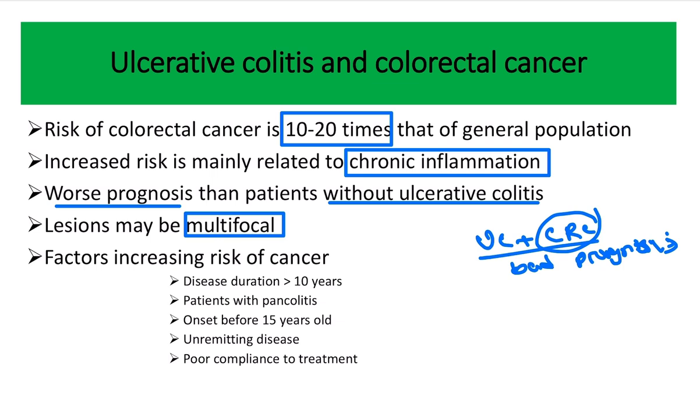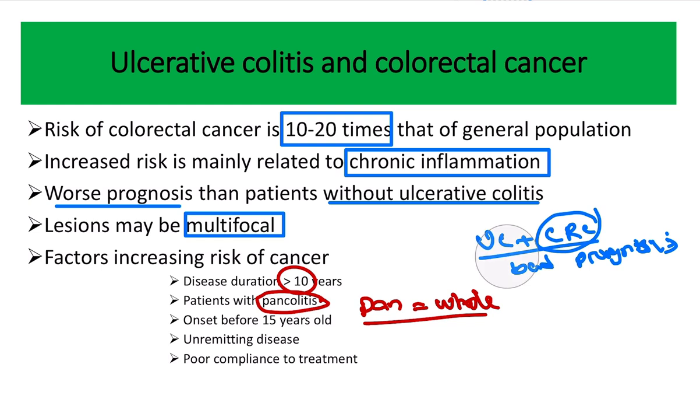Here we can see the risk factors. First of all, disease duration more than 10 years. A patient suffering from ulcerative colitis for 10 years or more has an increased risk of developing colorectal cancer. The second one is pancolitis. Pan means whole. So pancolitis means colitis of the whole colon.